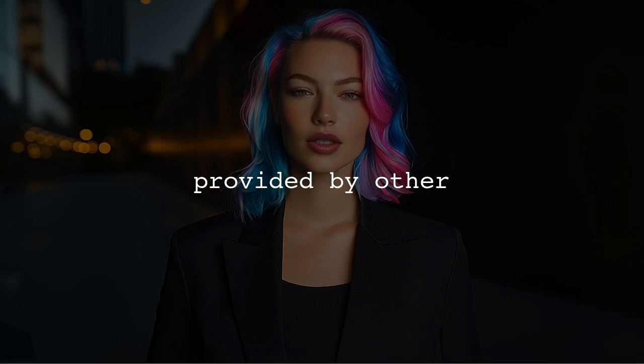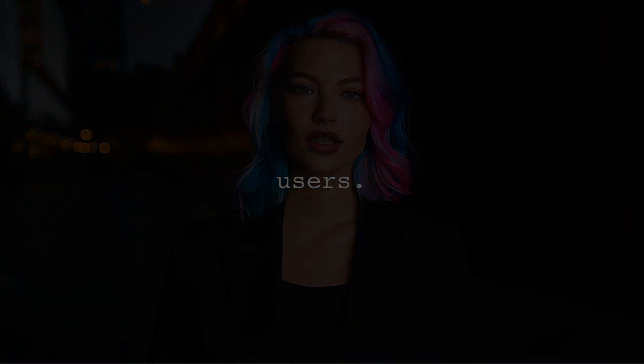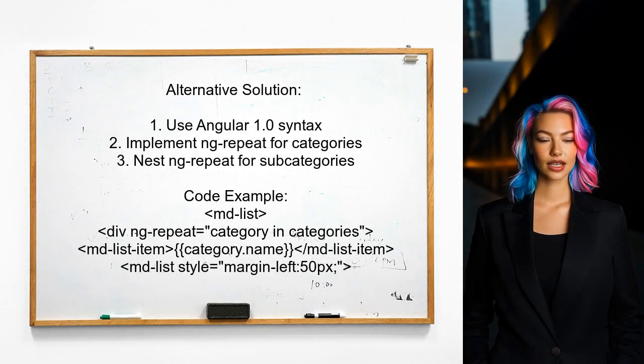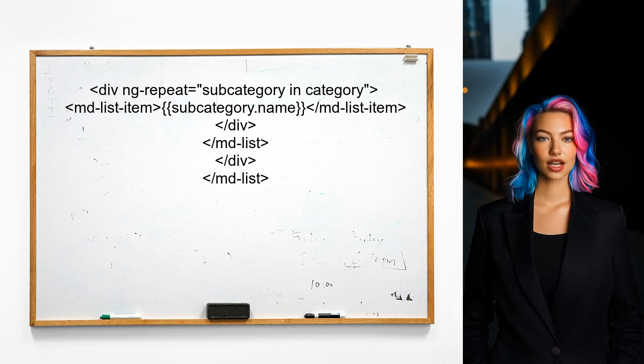Now let's look at the answers provided by other users. An alternative solution provided by another user suggests using Angular 1.0 syntax for creating nested lists. They recommend using ng-repeat to iterate over categories and subcategories, allowing for a structured display of items.